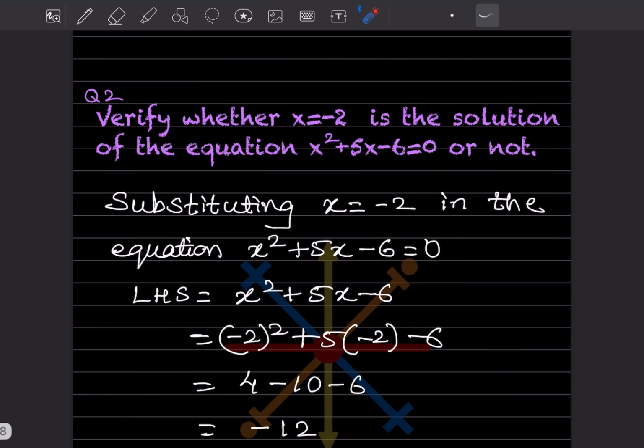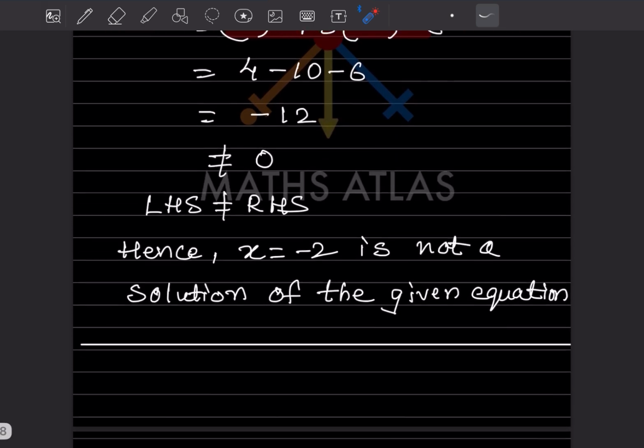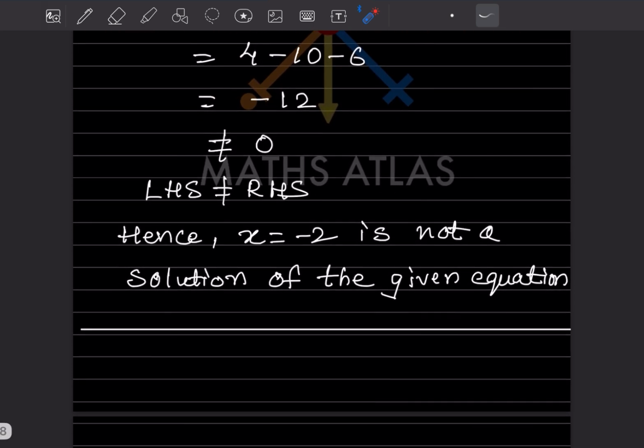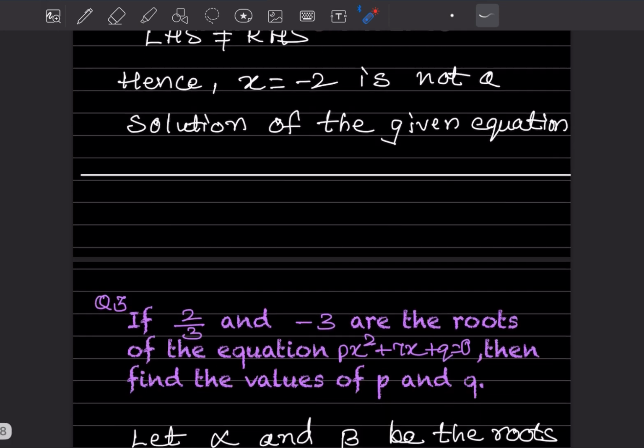They asked whether it is a solution or not. So it is not a solution. If it was 0, then it could have been a solution. So this is not a solution.